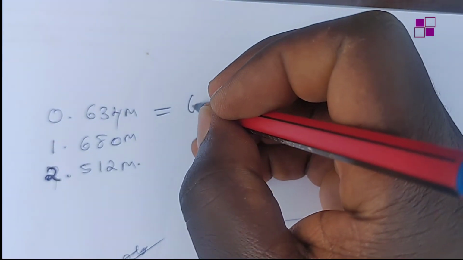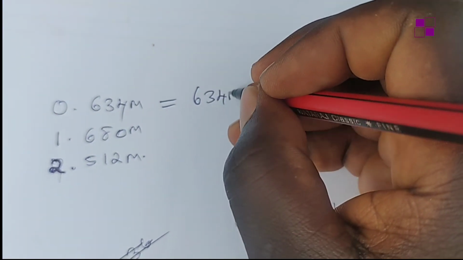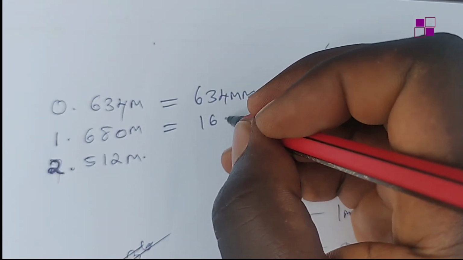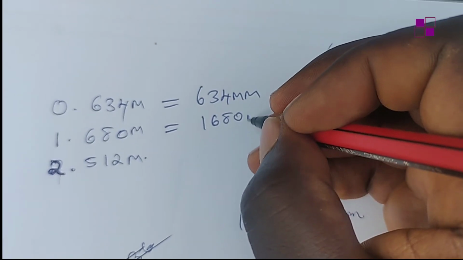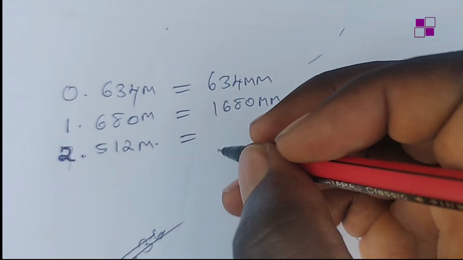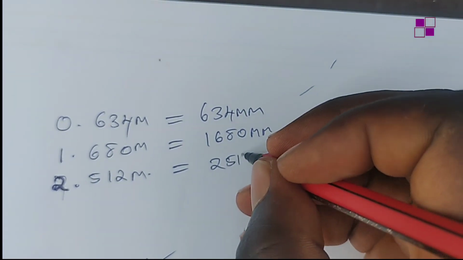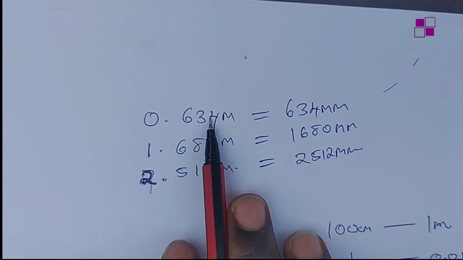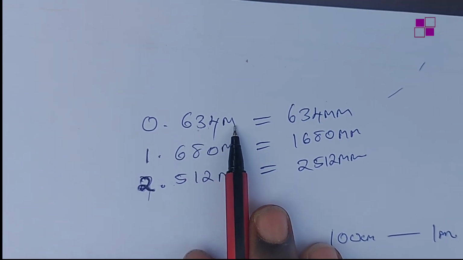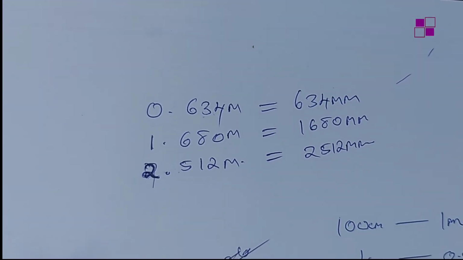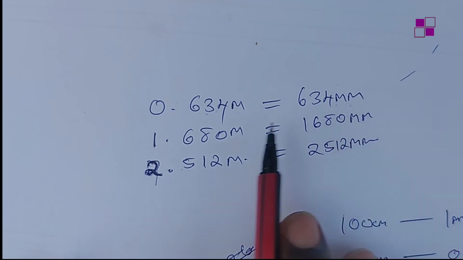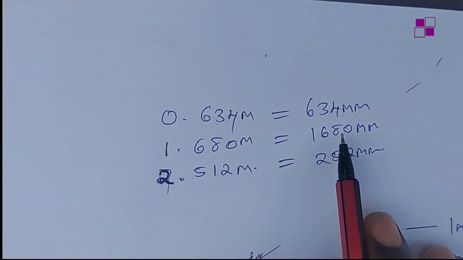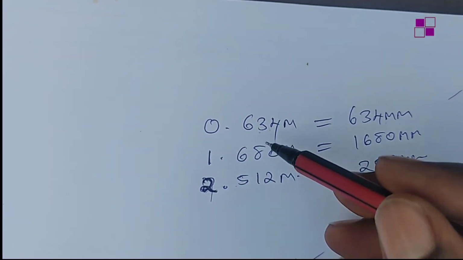So this is equivalent to 634 millimeters. You understand? This one is equal to 1680 millimeters. This one is 2512 millimeters, like that. The unit for your measurement in your drawing either comes in meters or it comes in millimeters. It's easily converted. For this, just divide by 1000, you get this. For this, multiply by 1000, then you get it in millimeters. So let's go to taking measurement for this now.